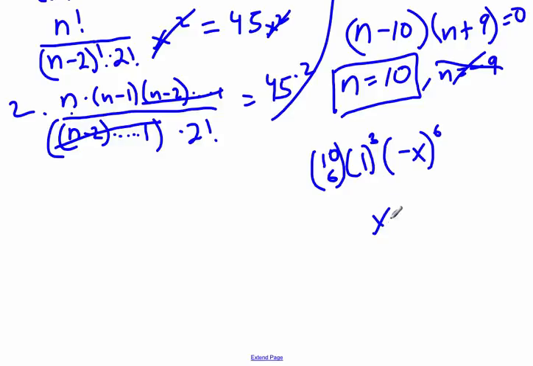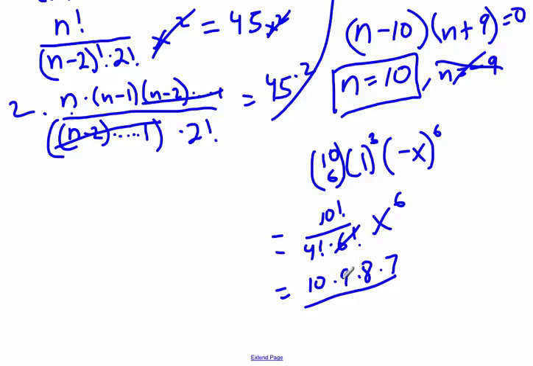So you're going to have an x to the power of 6 here. And 10 choose 6 is 10 factorial over 4 factorial times 6 factorial. So you're going to have in the numerator 10 times 9 times 8 times 7 over, and that's cancelled. And we're going to have 4 times 3 times 2 times 1. 4 and 2 make 8. This becomes a 3. 3 times 7 is 21 times 10 gives you 210.